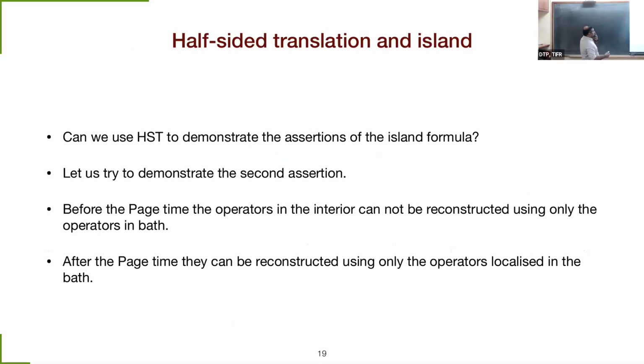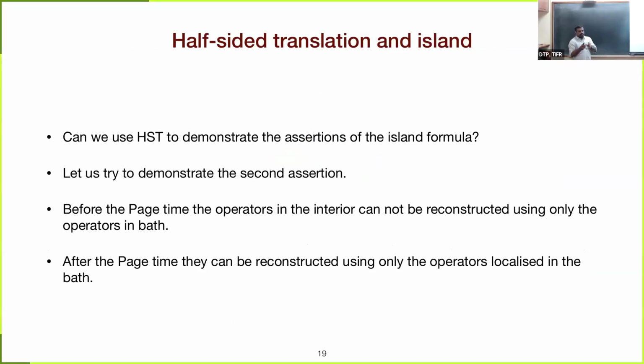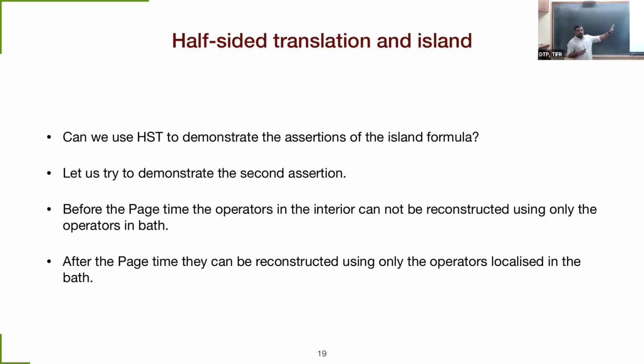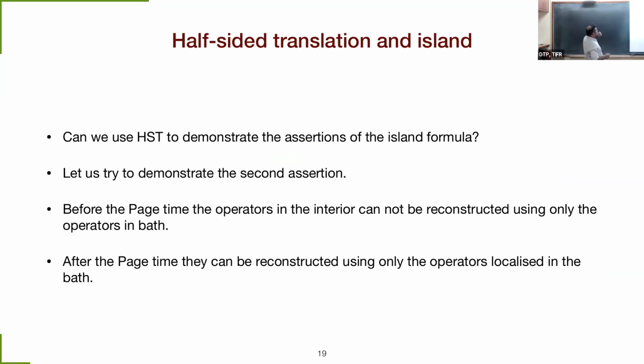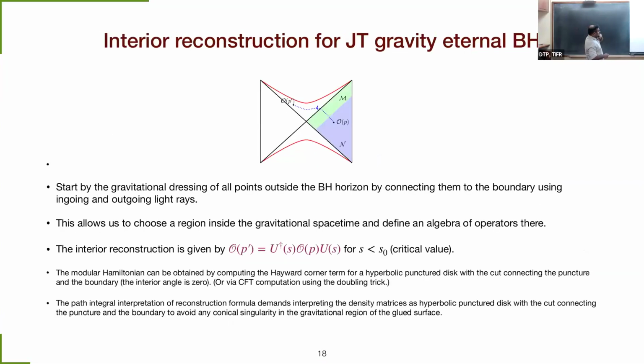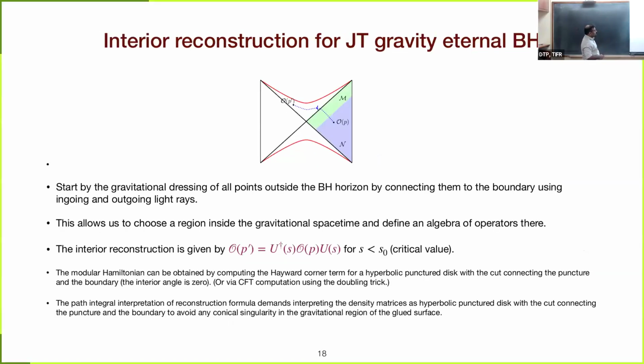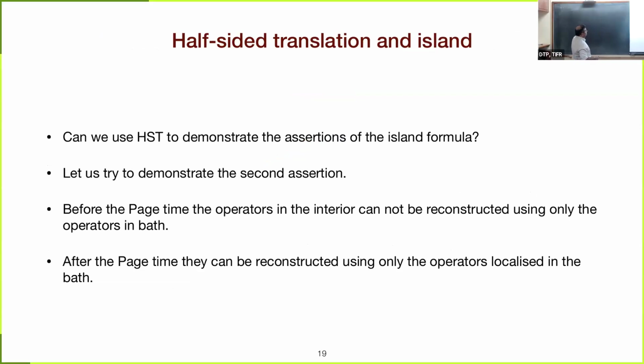Anyway, given that you have some way of constructing or reinterpreting Unruh's computation using half circle translation, can I implement this for demonstrating the assertions of the island formula? Let me see whether we can do that. Can we show that slide of JT gravity again? So now the same idea allows you to go forward. Yeah, that's true. So we asked, can we use half circle translation, or HST, to demonstrate the assertions of the island formula?